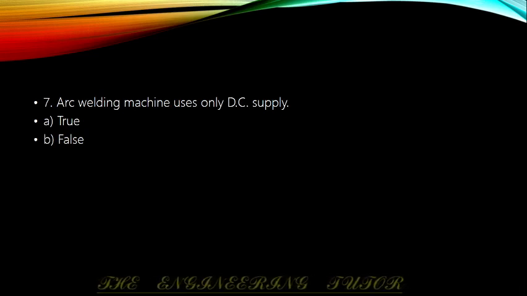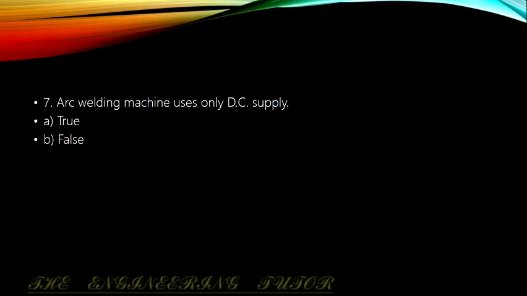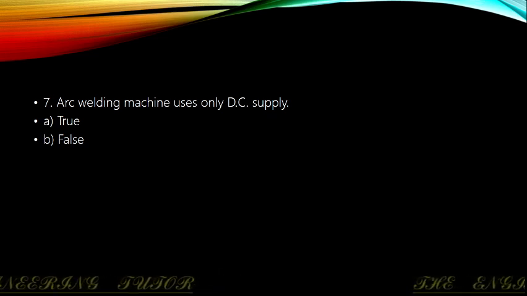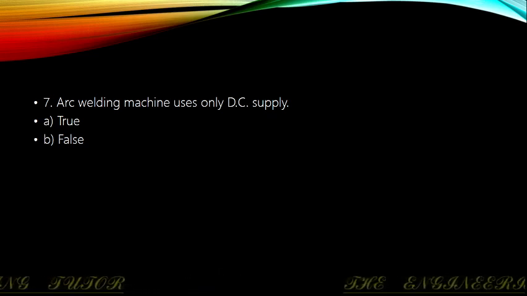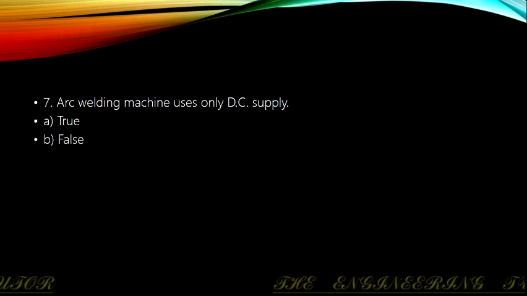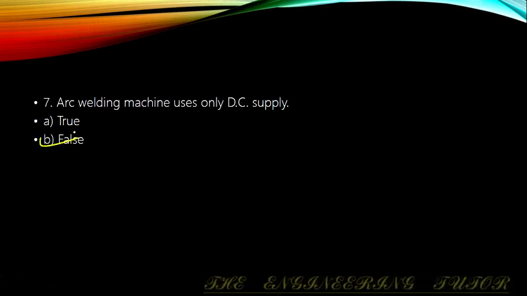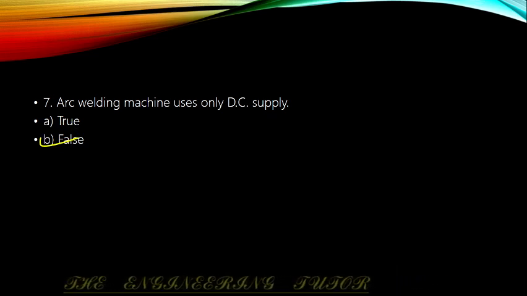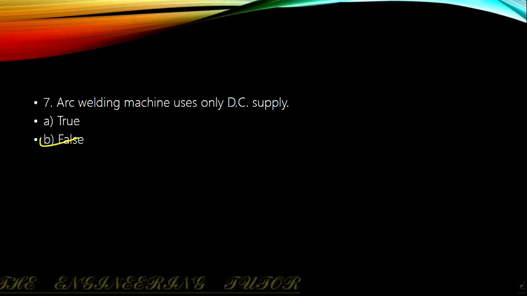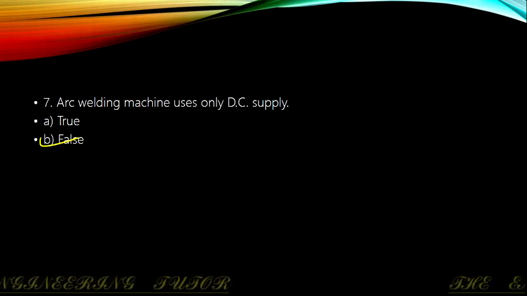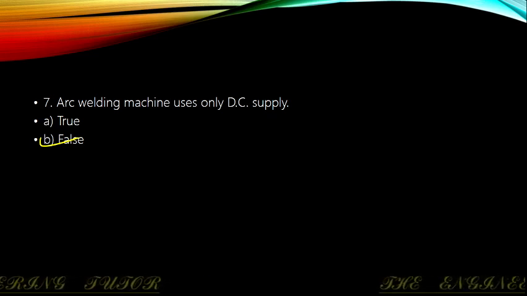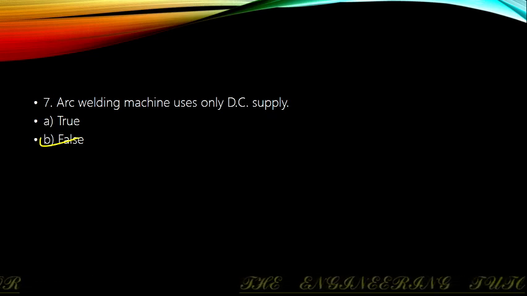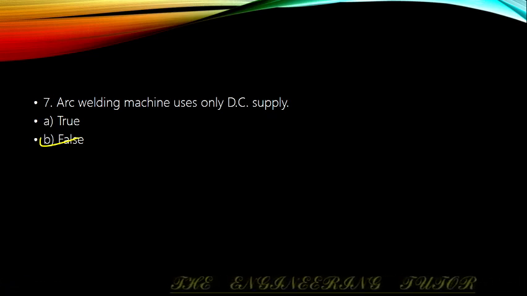Arc welding machine uses DC supply only. Is it true or not? Now, all of us know that arc welding runs on both AC and DC. So it's a false option. Arc welding machines are able to work on both alternating current supply as well as direct current supply. But mainly arc welding machines work on DC supply. There is a positive terminal connected to the welding machine.